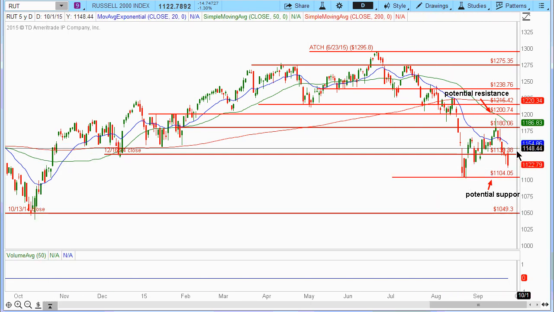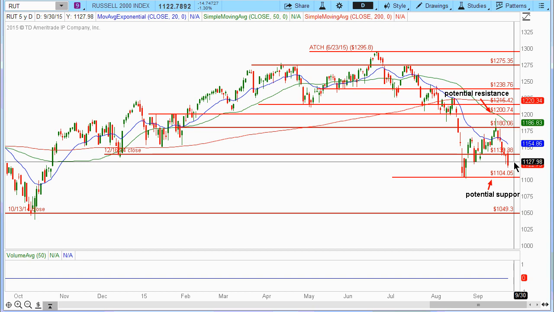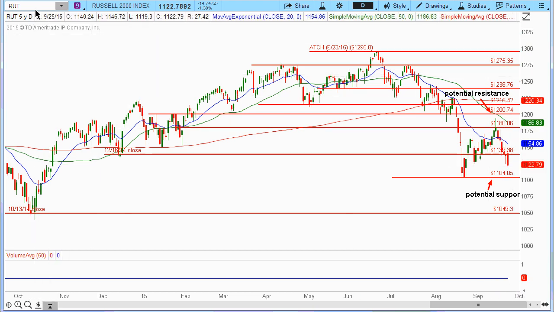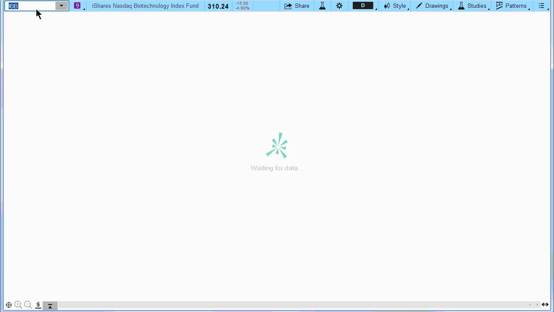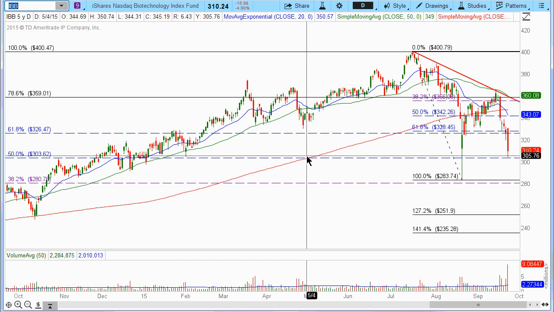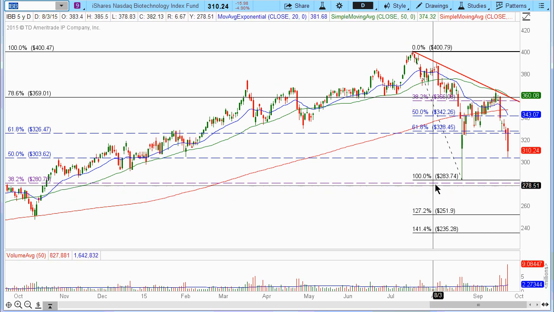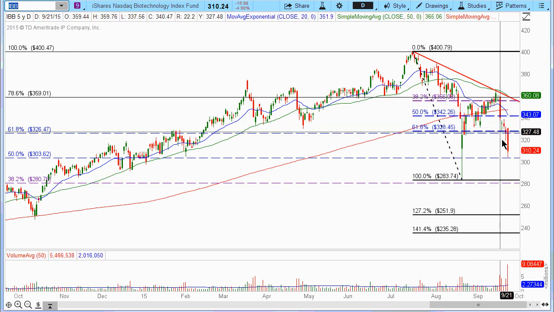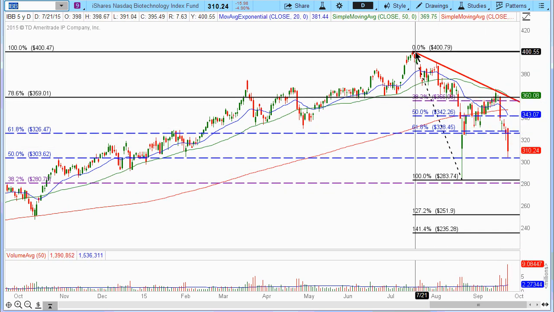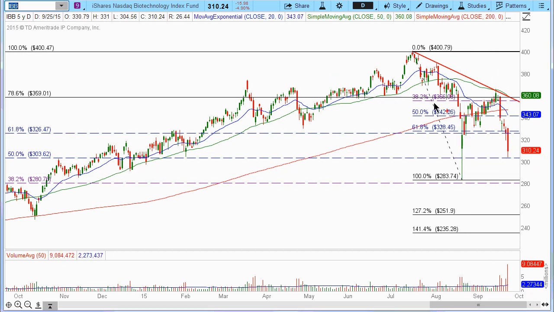So we've got to keep an eye on this Russell 2000, especially with biotech being sold off last week. If we look at this biotech ETF, you can see that it came down pretty hard last week. And if we look at this Fibonacci retracement here, on this particular swing, it came up to close to this 38.2 here, right? So it came down, and it could be making this head and shoulders pattern breakdown.